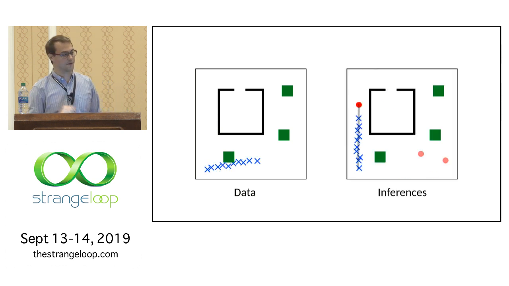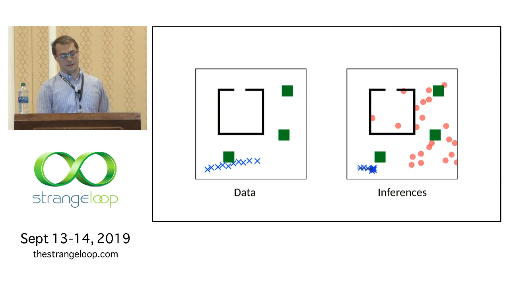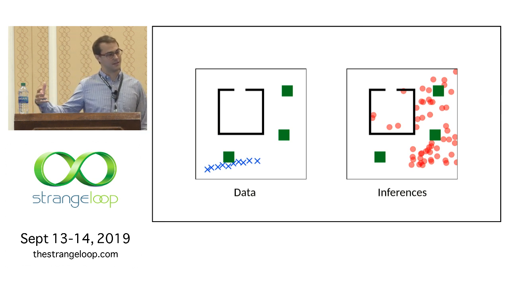So if we run the same algorithm on a different data set, we're going to get different inferences. So here we've inferred that the person is probably headed to the right side of the scene.